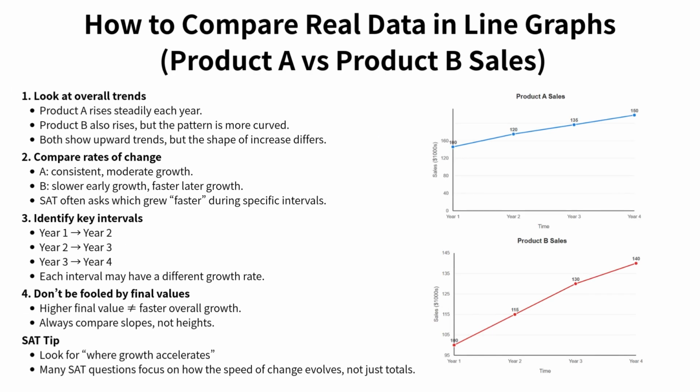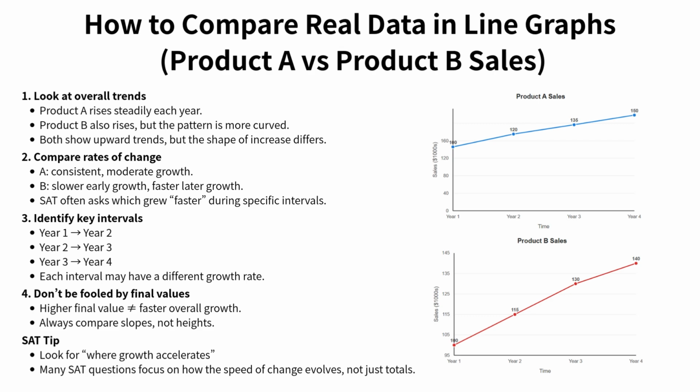Now let's apply everything we've learned to a real SAT-style comparison. Here, we have the sales of product A and product B over 4 years. Both lines move upward, which means both products are increasing in sales. But the key question is not simply which one is higher, it's how their rates of change differ over time. Let's start with product A.